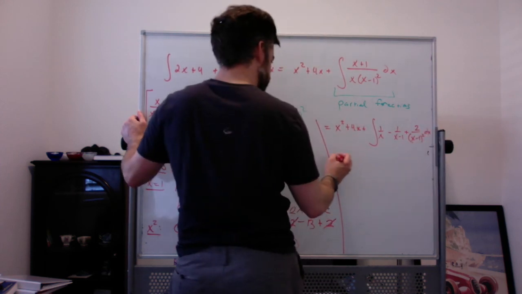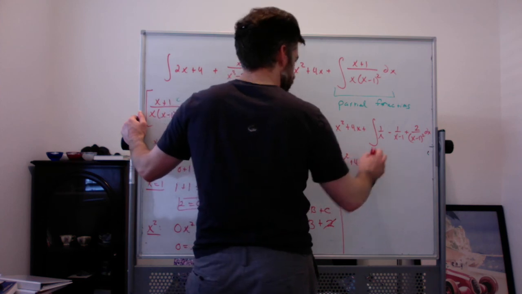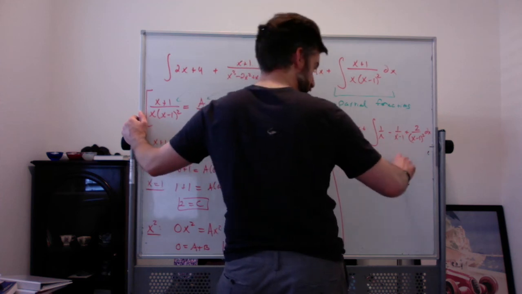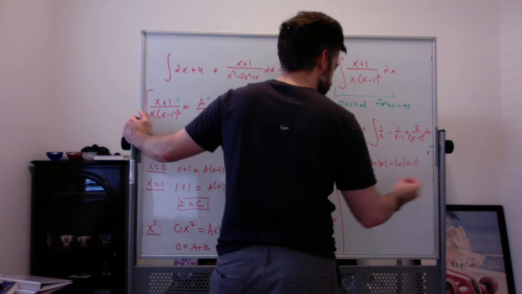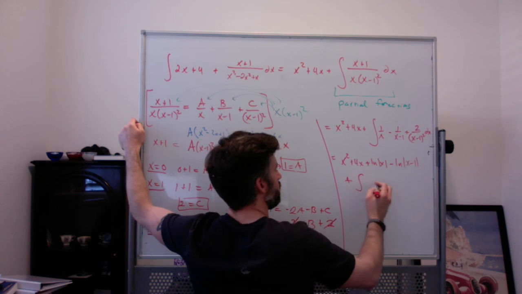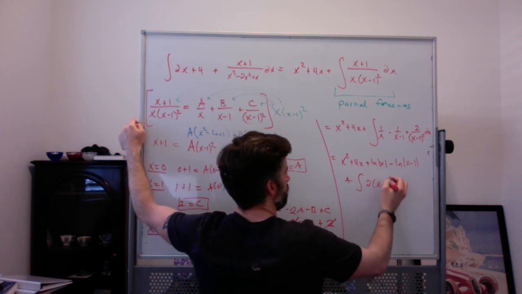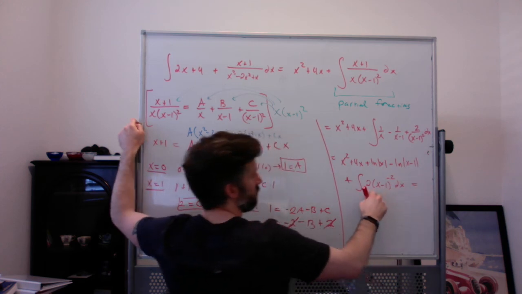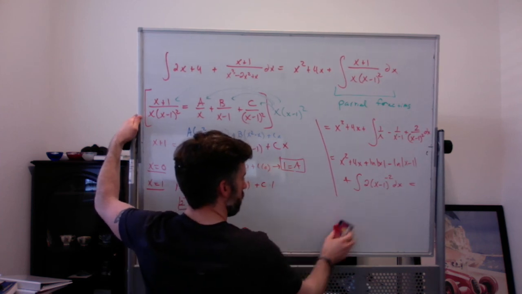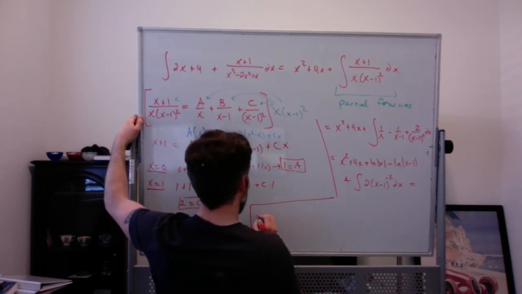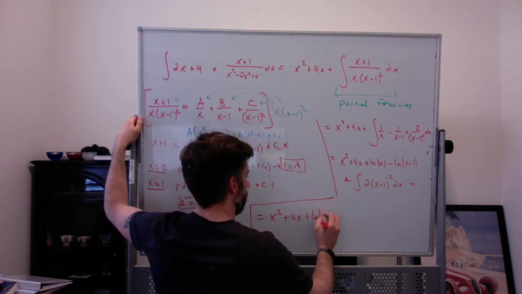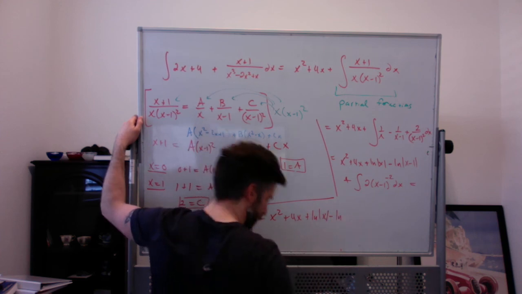And then we're just going to integrate each of these things. That's going to be x squared plus 4x. The integral of 1 over x is the natural log of the absolute value of x, minus the integral of 1 over x minus 1, which is the natural log of the absolute value of x minus 1, plus the integral of that one. Let's actually give ourselves a little more space here. It's the integral of 2 times x minus 1 to the -2nd, and I can just write this using the power rule. So my final answer is going to be all of this, x squared plus 4x plus natural log of the absolute value of x minus natural log of the absolute value.